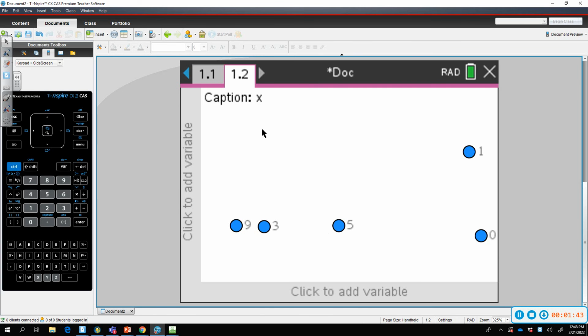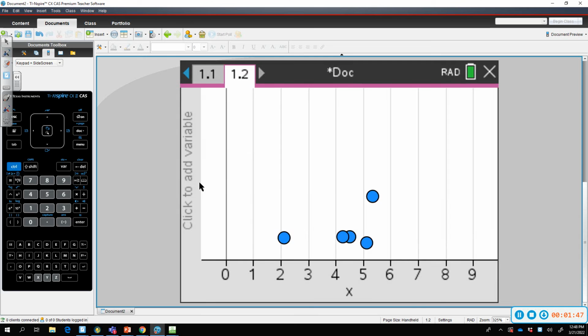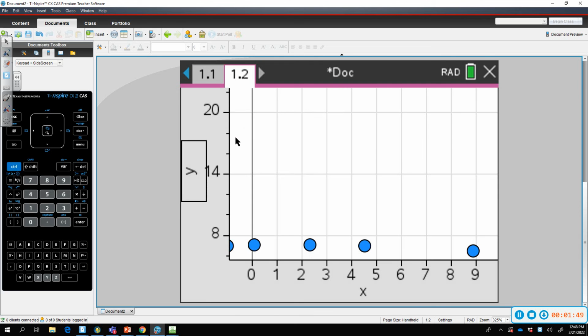Now here's my points. I need to tell the calculator where the x-axis is and where the y-axis is. So we're going to go ahead and label those axes. You can see that I have a quadratic function here. It's a parabola. So we want to find the quadratic regression equation for this.